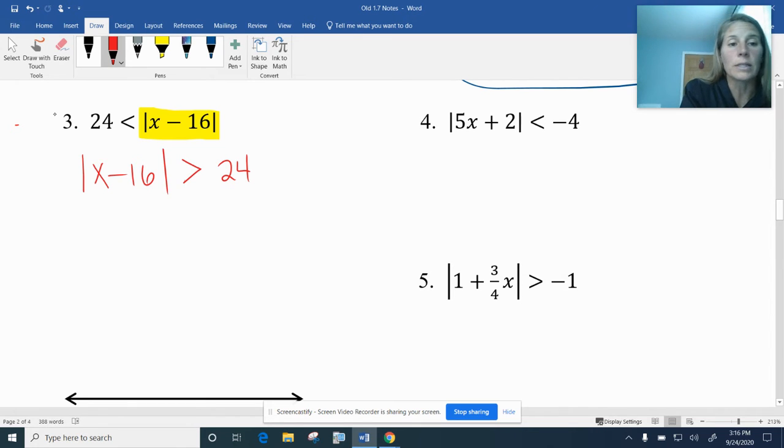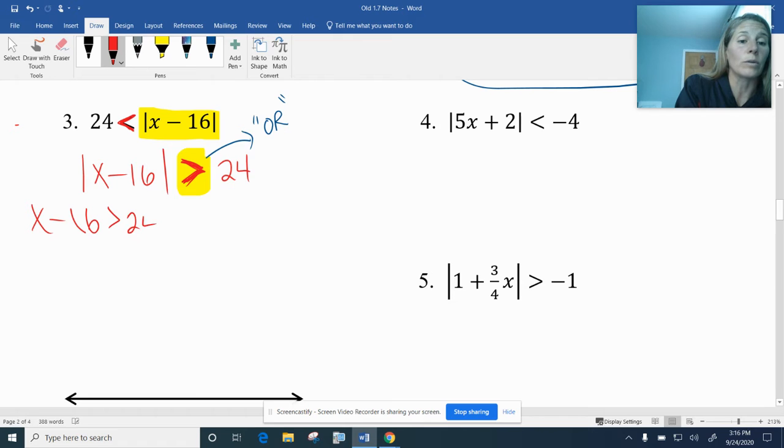Now, the way I like to remember it is if it's pointing to the 24 here, it still needs to be pointing to the 24 here. So that way you know they're still pointing to the same thing and opening up to the same thing. So now I can look at my inequality sign and see if it's an and or an or. And this is a greater than, so that would be an or problem. So now I can go ahead and separate it out. X minus 16 is greater than 24, or x minus 16 is, flip my sign, is less than negative 24.